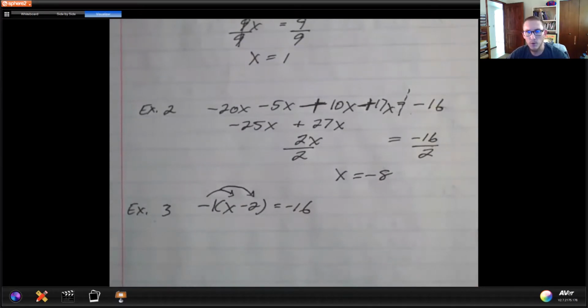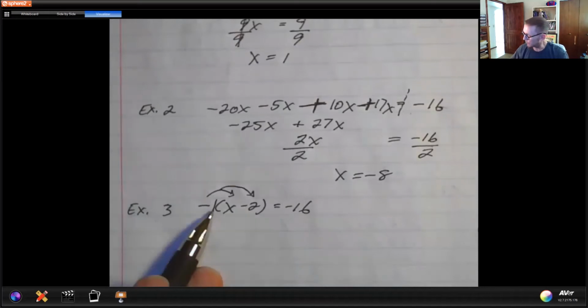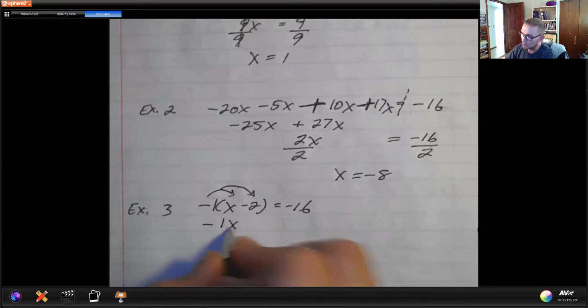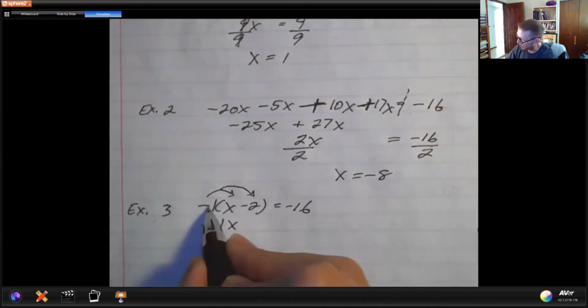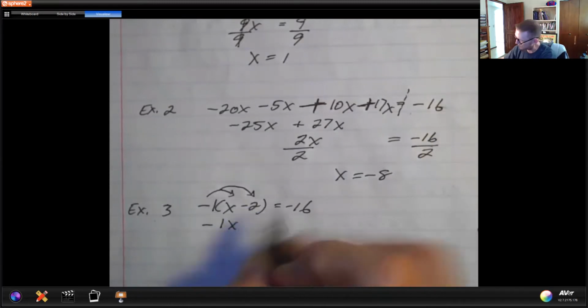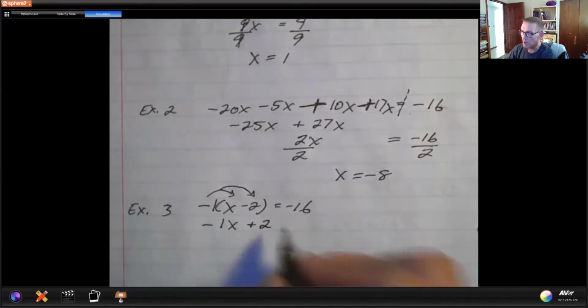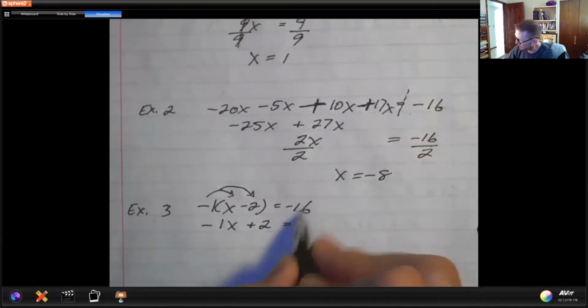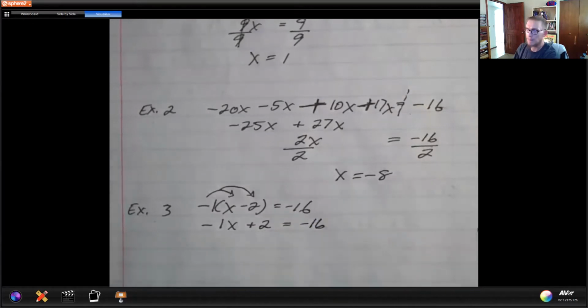So using our distributive property, negative 1 times x is negative 1x. Negative 1 times negative 2 is positive 2. And then I'm going to bring down the equals and I'm going to bring down the negative 16.